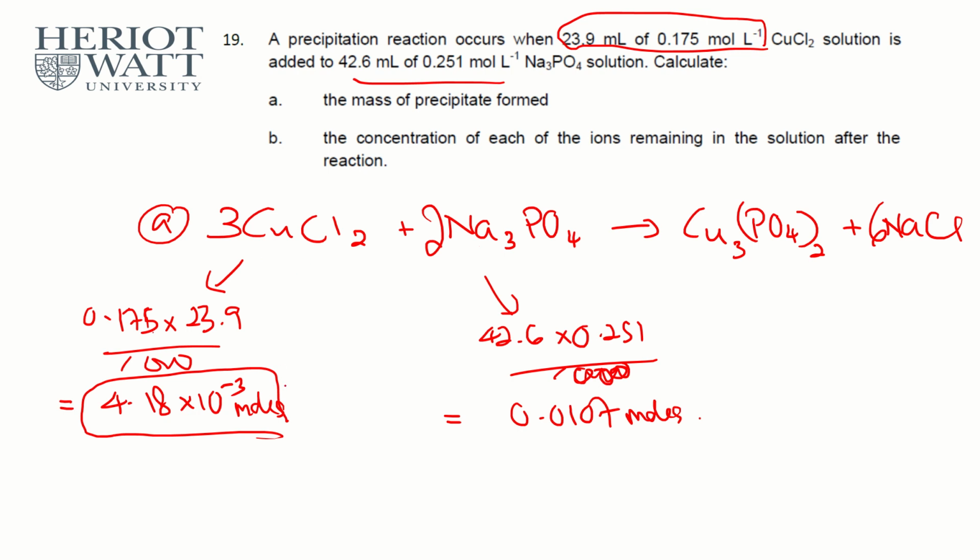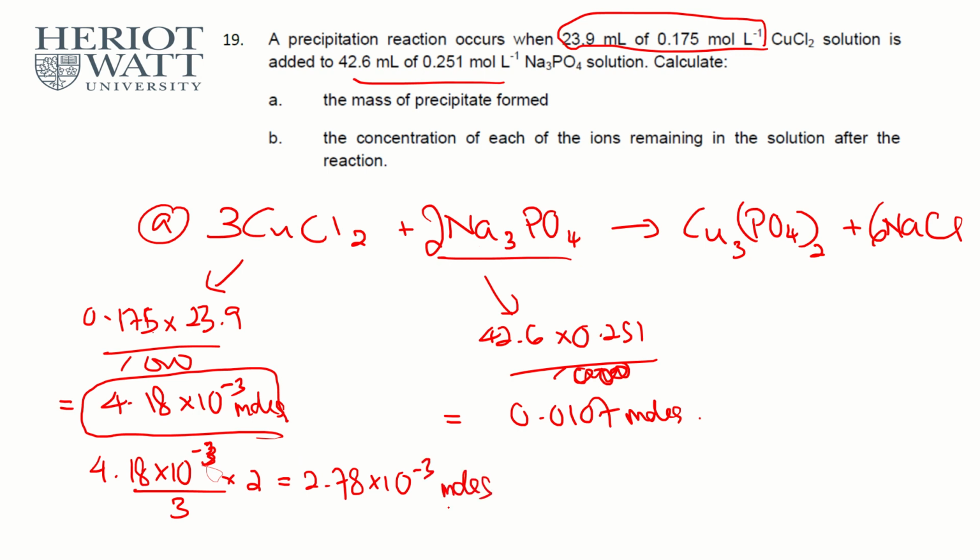So how many moles of sodium phosphate are required to react with this amount of copper chloride? The ratio is 3 to 2. So what we're going to do is use 4.18 times 10 to the power of negative 3, with the 3 to 2 ratio. So I divide by 3 times 2. You will get the mole of sodium phosphate required, which is 2.78 times 10 to the power of negative 3 moles required.